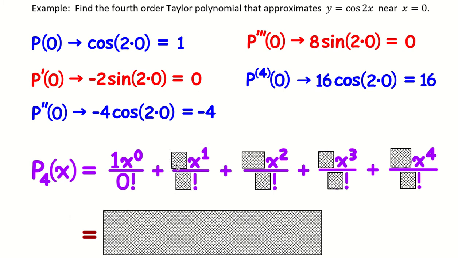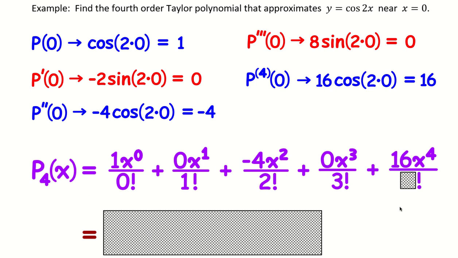That number does, 0. And then what goes behind this box? 1. X to the first power, 1 factorial. X to the second power, what goes behind this box? 2 factorial. What goes behind that box? That -4. Okay? Hopefully you get the idea.